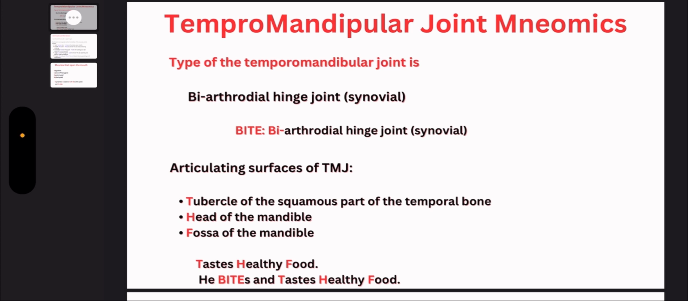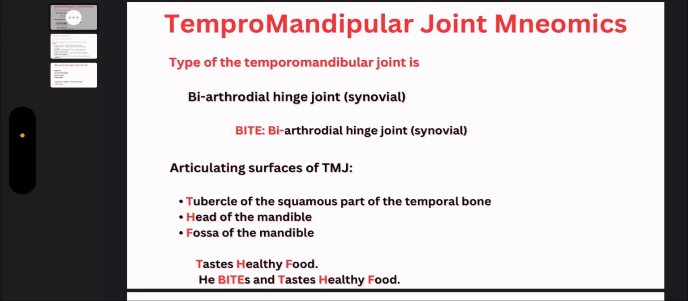What are the articulating surfaces of the temporomandibular joint? There are three: the tubercle of the squamous part of the temporal bone, the head of the mandible, and the fossa of the mandible. So we have tubercle, head, and fossa. How can you remember it? You can remember it with the mnemonic taste healthy food. You bite and taste healthy food.